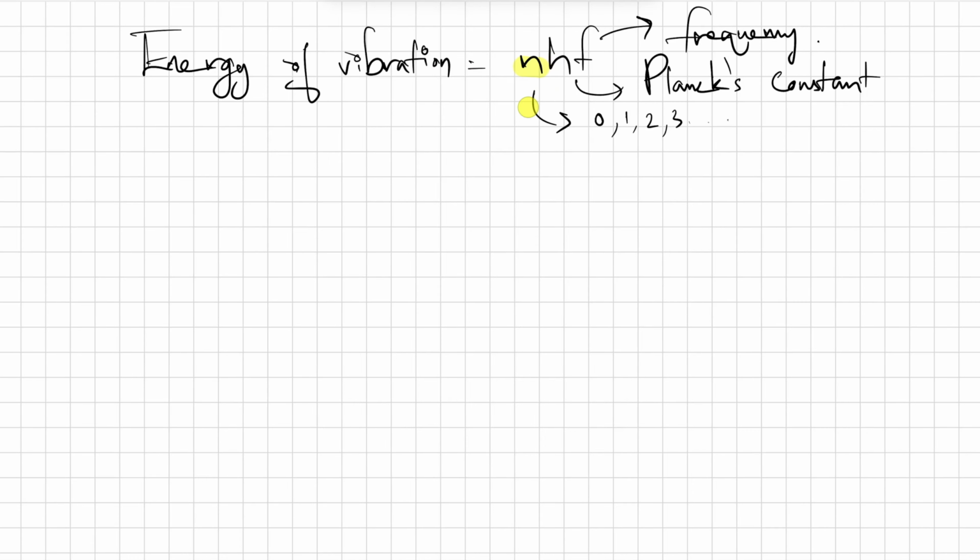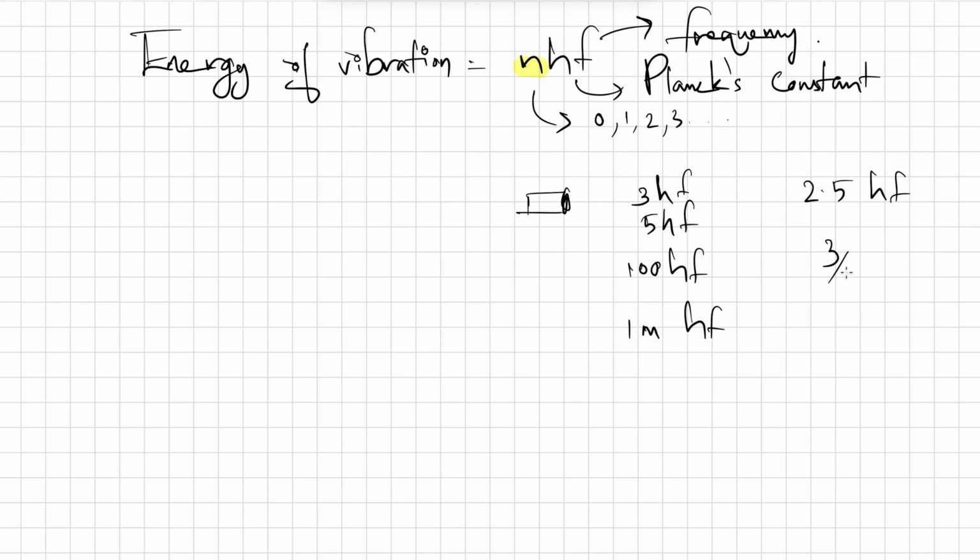Let's talk about this n. n can take only whole number values. It cannot take any fractions. So energy can be absorbed or emitted as whole number multiples of hf only. For example, a source can emit 3 hf or 5 hf or 100 hf or 1 million hf. It's totally fine. But it cannot emit 2.5 hf or 3 by 2 hf or 100 by 3 hf. This is not possible. Makes sense, right?